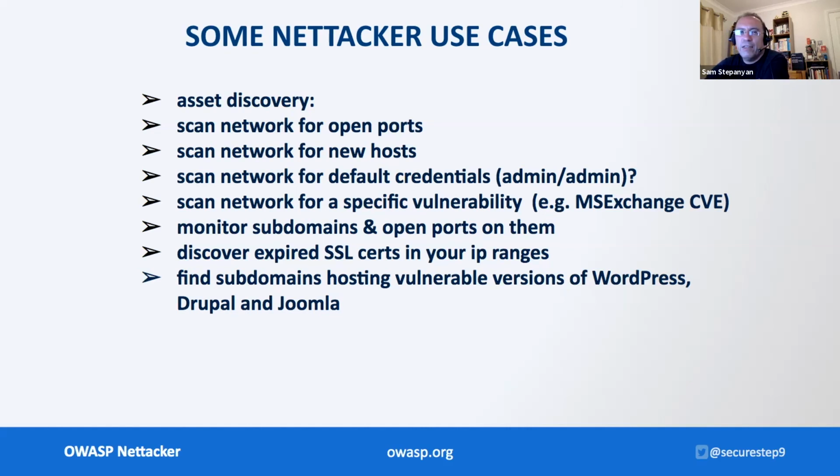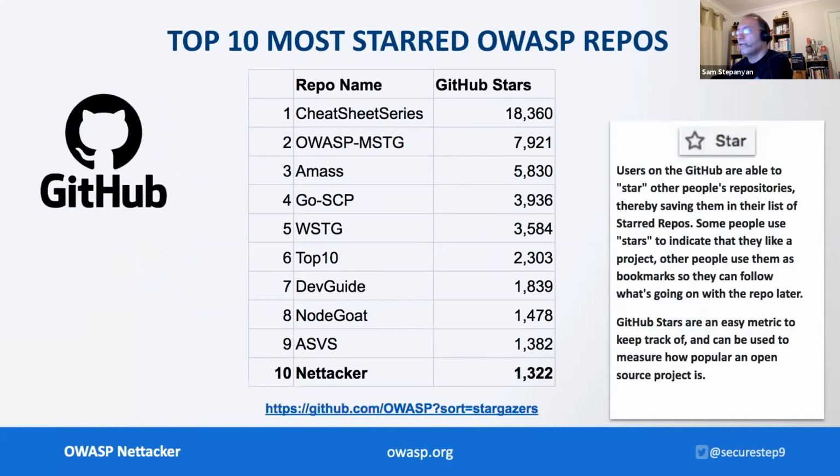You can scan your entire network for a specific vulnerability, for example, the Microsoft Exchange CVE that I showed before. You can also monitor subdomains and open ports on them. As I showed you, you can scan all the subdomains and the ports. Another interesting one is you can discover expired SSL certificates in your IP ranges. And you can also find subdomains hosting vulnerable versions of WordPress, Drupal, and Joomla. These are just some Nettacker use cases for you.